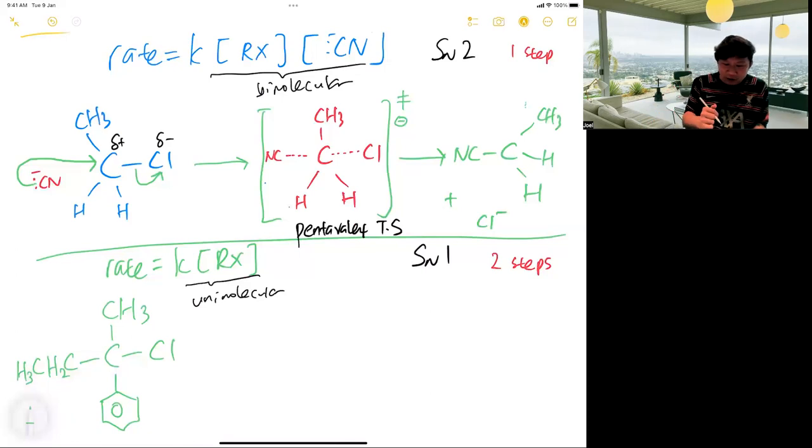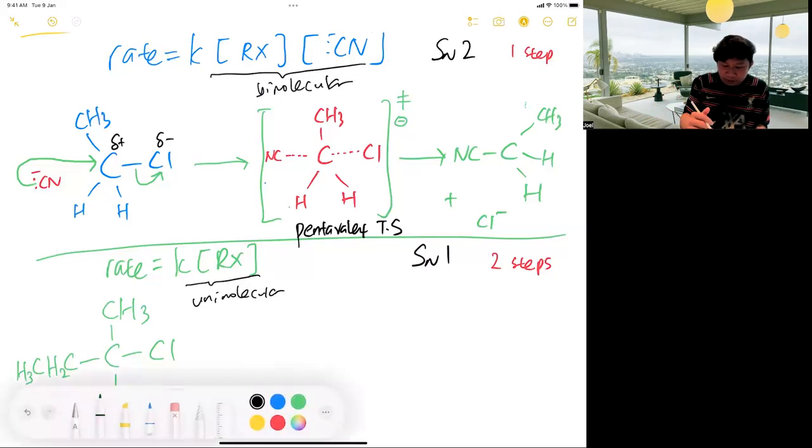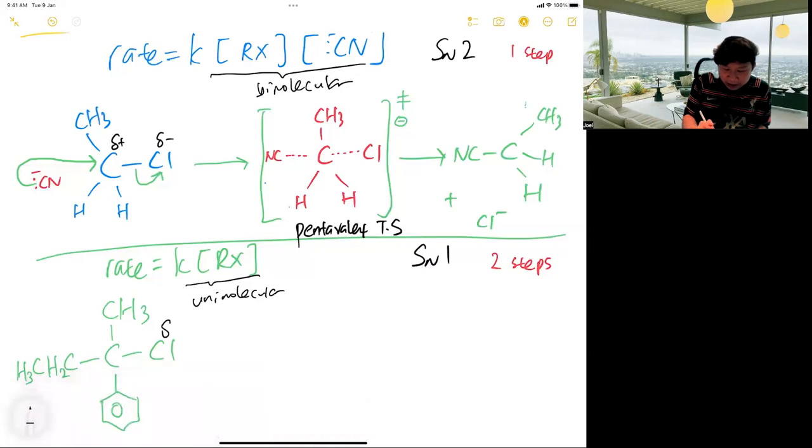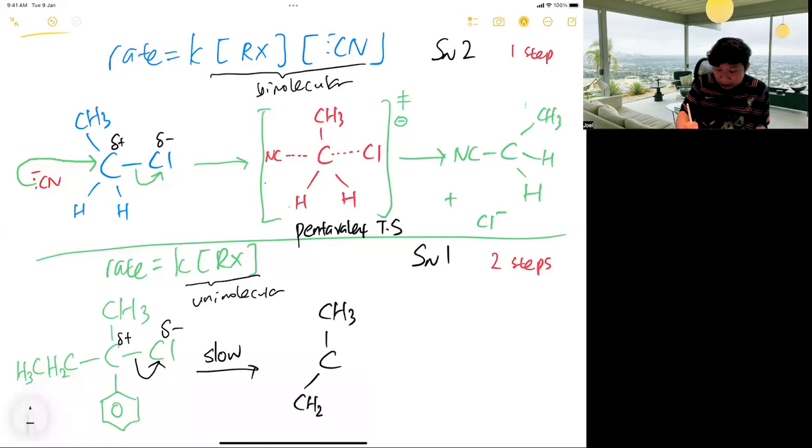Now, Sn1. I feel it's easier, but it depends on you. You must know both anyway. Delta minus, delta plus. Okay, break. Because it's two steps, please put the word slow on top. Don't put anything on the other step. Some schools need you to draw in a trigonal planar way. No choice. Some schools don't need it, because the notes never say so.